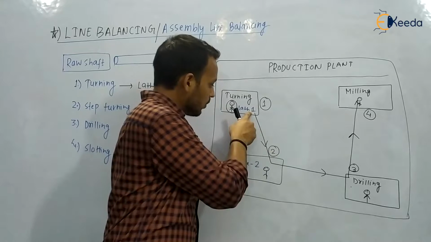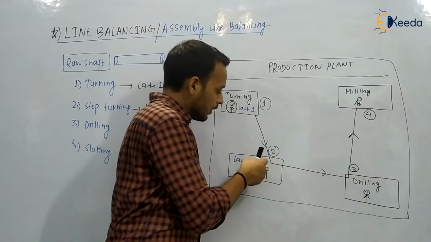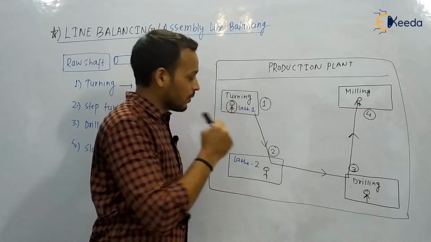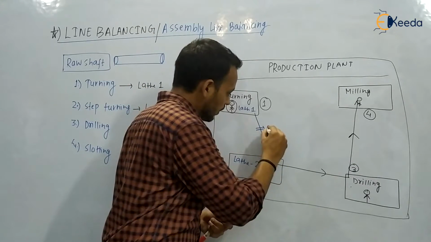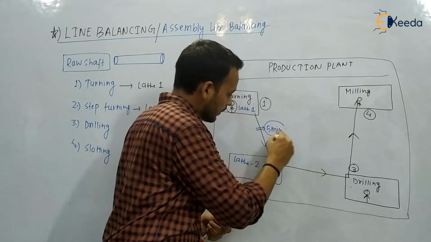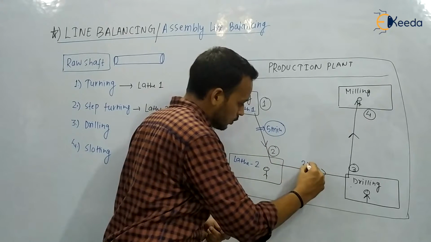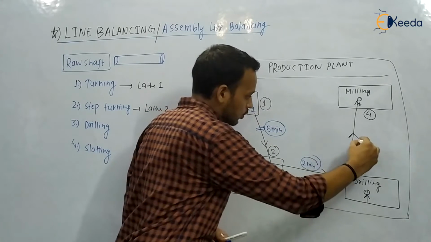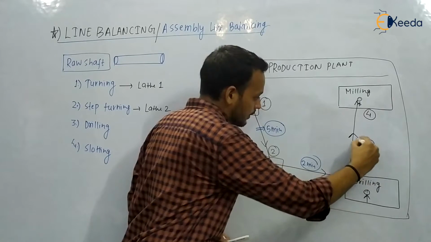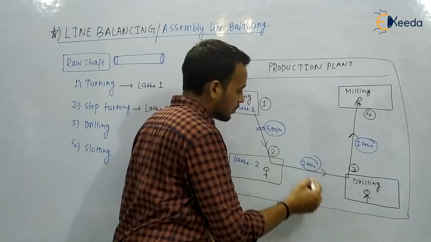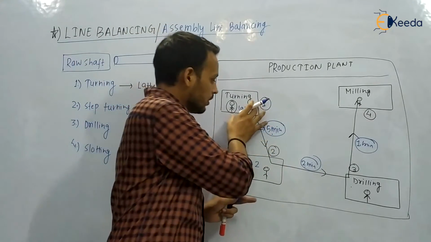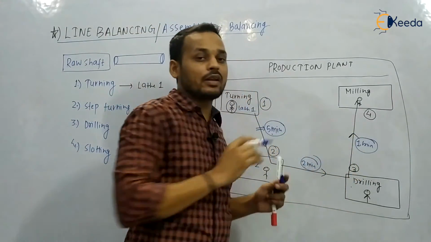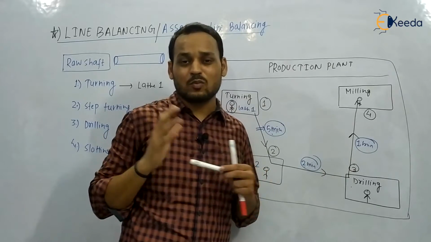Starting from here and going to this second workplace, suppose he consumes 5 minutes. From here to here he consumes 2 minutes. From here to here he consumes 1 minute. It means 5 plus 2 is 7, and 1 more, total 8 minutes of time will be wasted in material handling or unnecessary movement.